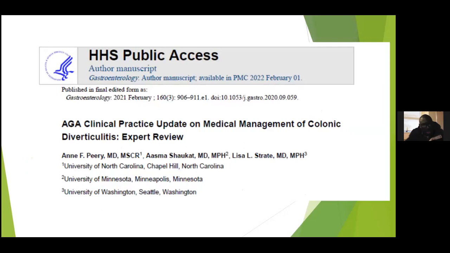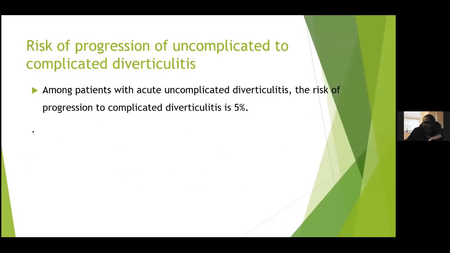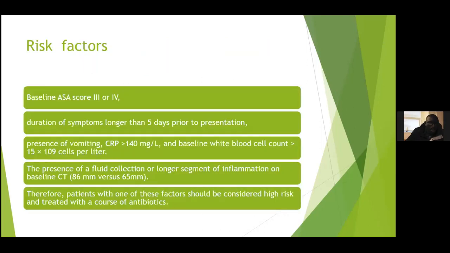I did look at this AGA clinical review when you look at their management, and there were some key salient points that they raised when it comes to managing diverticulitis. One thing that they emphasized was that among patients with acute uncomplicated diverticulitis, the risk of progressing to complicated diverticulitis is about 5%. So there is still that chance, and one needs to look more closely. Mostly if they have been admitted, then one has to monitor closely as well. Or if they presented before, we also need to keep a close watch on them.